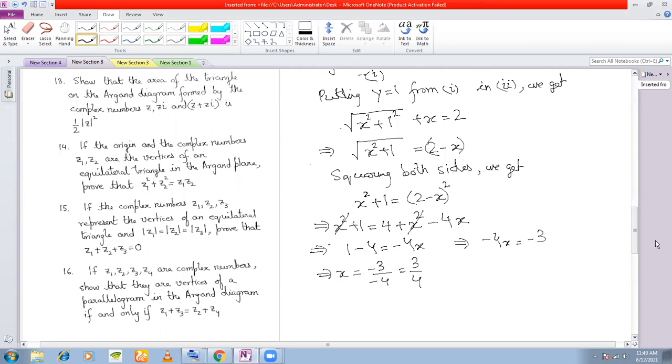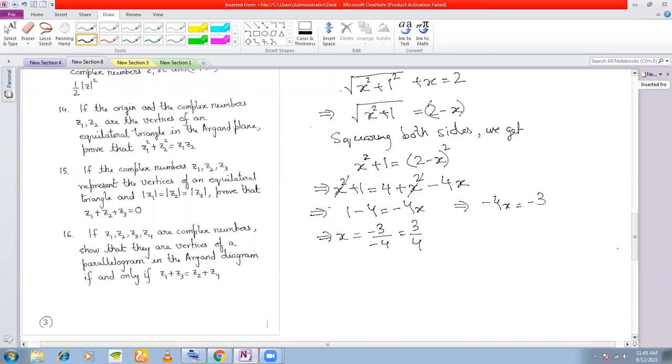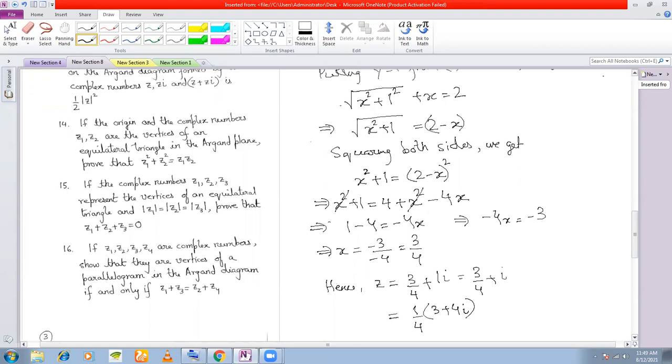So what are the values you're getting? You're getting x = 3/4 and y = 1. So hence, what is the solution? z = x + yi, which is 3/4 + i, which can also be written, if you take the LCM, as (1/4)(3 + 4i). And that is your answer. Clear? Yes. We'll move on to the next part.